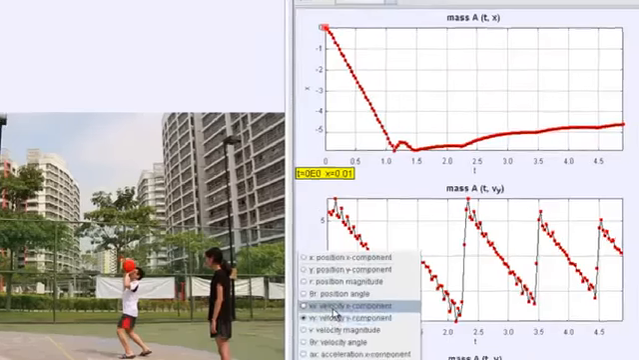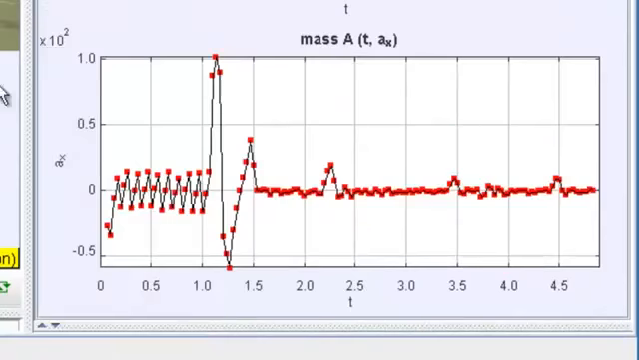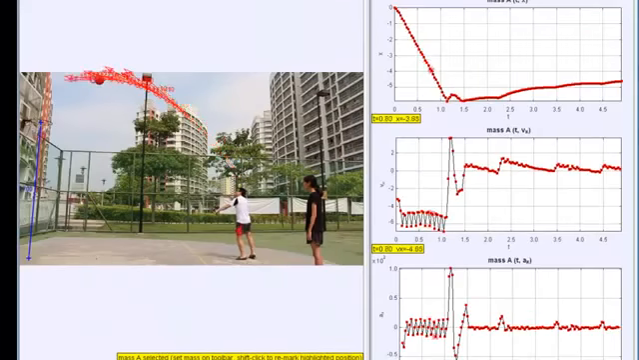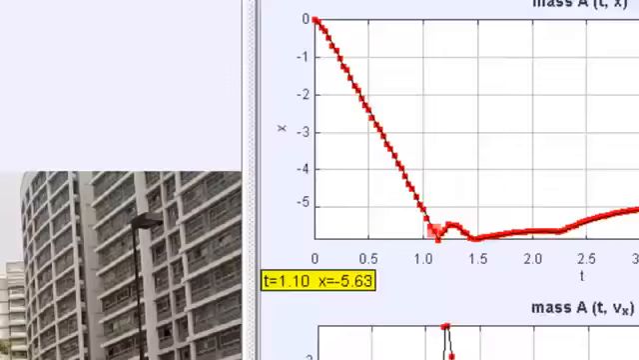So we normally toggle the x, Vx and ax graph so that I can see all the three quantities in the same direction. So you can see that the x is starting from 0 but slowly decreasing, and you can see that it's relatively a straight line. So it seems to suggest that the throwing of a basketball is a motion without any horizontal acceleration.